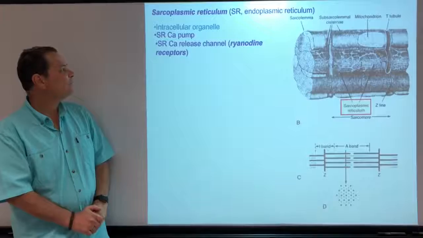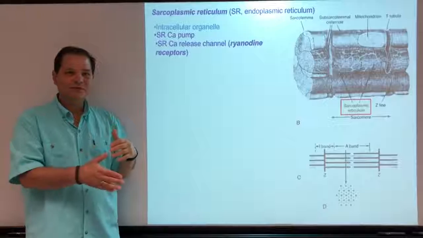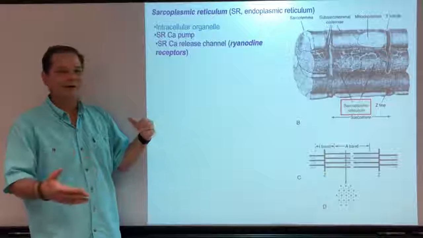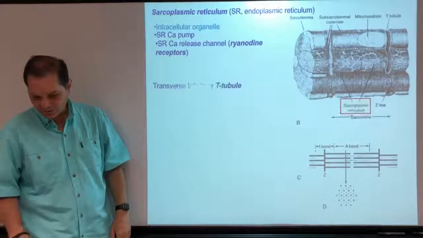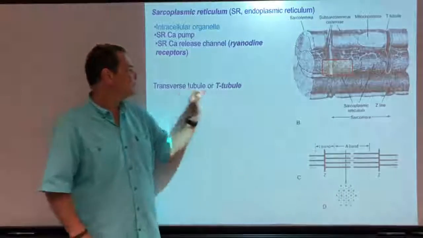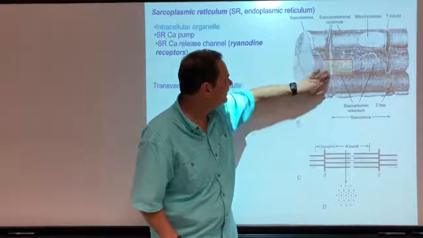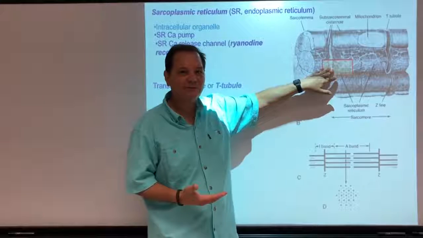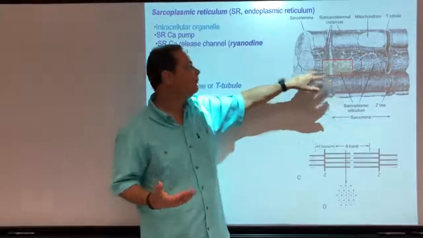And it also has release channels called ryanodine receptors in it. Okay, and the calcium will be released from the SR during systole into the cytosol as it flows down its gradient from high concentration to low concentration to help cause the contractile response. It's helped along by the existence of T-tubules, or transverse tubules. T-tubules are nothing more than cell membrane that dips down into the inside of this cell. So one common mistake that medical students make is they treat this like an intracellular organelle, which it really isn't.